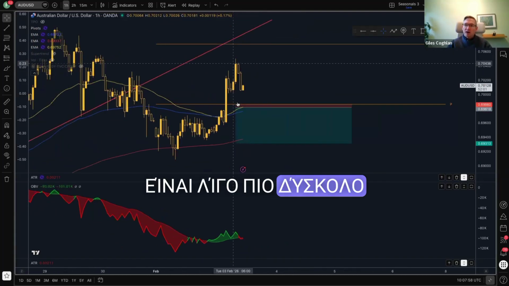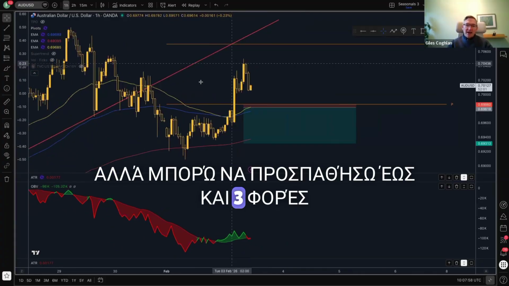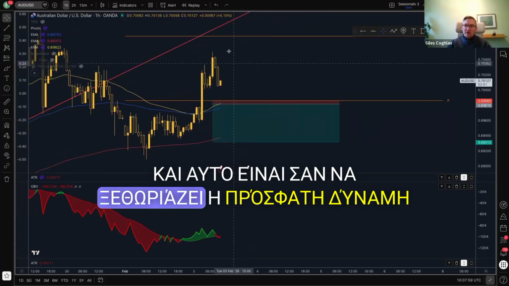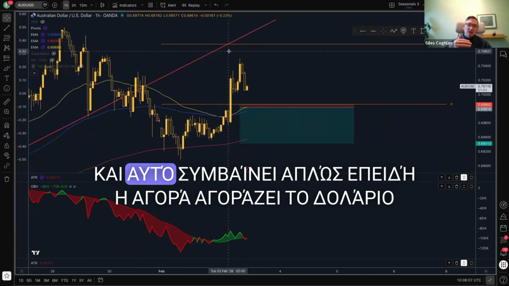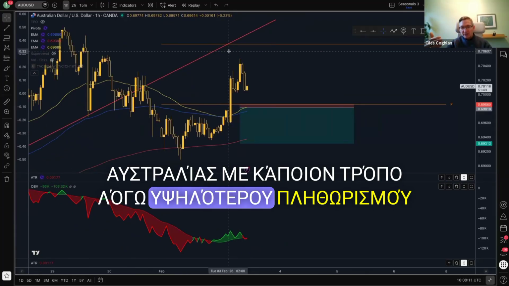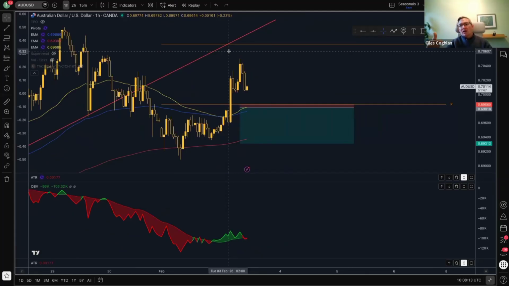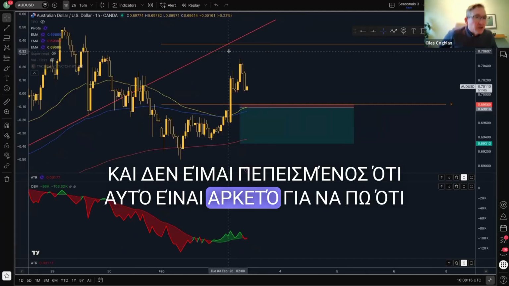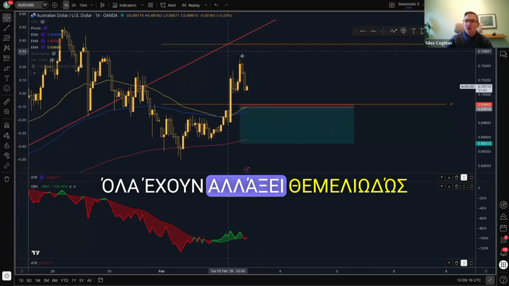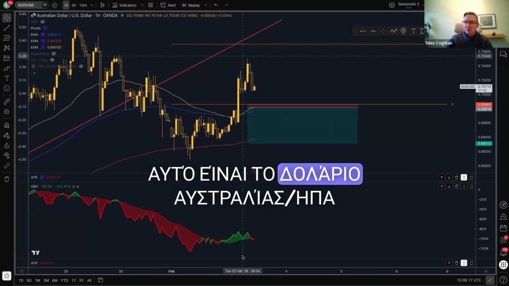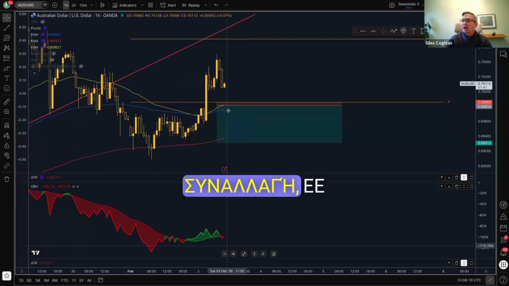It's a bit trickier, but I can try up to 3 times, and that's like fading the recent Australian dollar strength. It's just because the market's been buying the Australian dollar on higher inflation and RBA expectations, and I'm not convinced that this is enough to say that everything's fundamentally changed. So that's the Aussie US dollar trade.